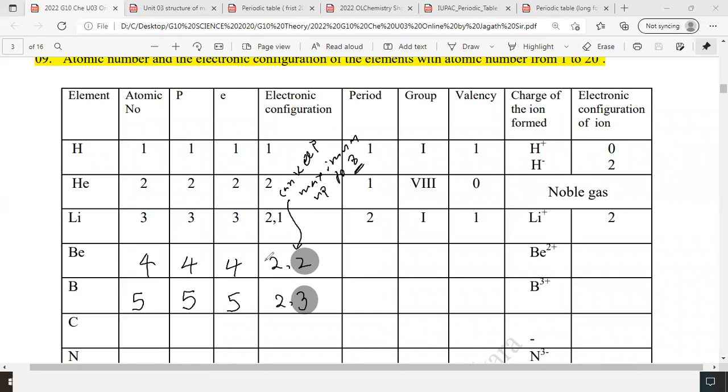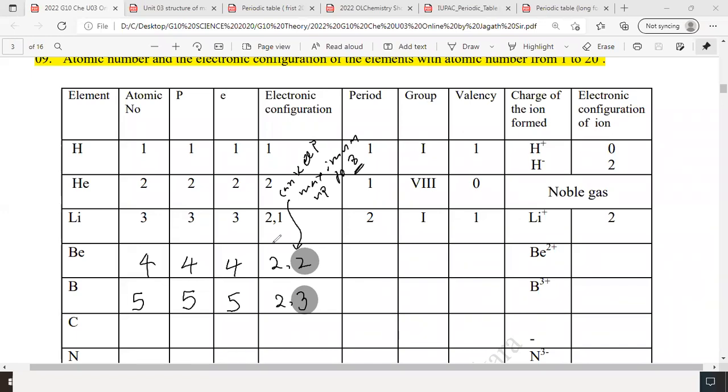So how many energy levels are the electrons in, in this beryllium atom? The electrons are in 2 different levels. In the boron atom, how many different levels are the electrons in? The electrons are in 2 different levels. First level 2 electrons, next level 3 electrons.